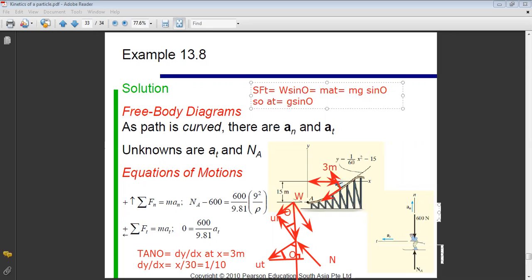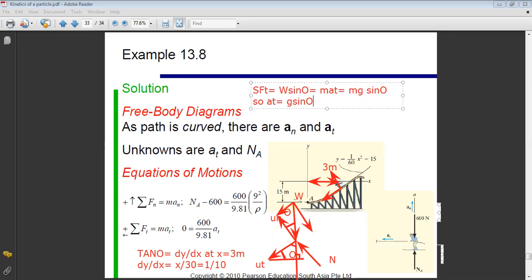And of course, when you go down, a_t will be positive because you will accelerate. And if you go up, a_t will be negative because the projection of the weight will be opposing u_t. However, when you go down, the projection of the weight will be along u_t.